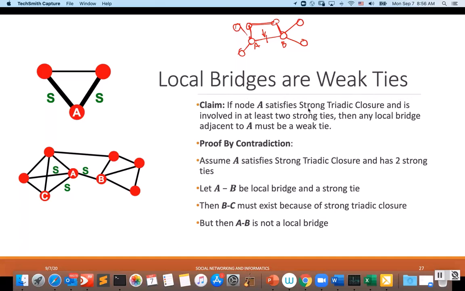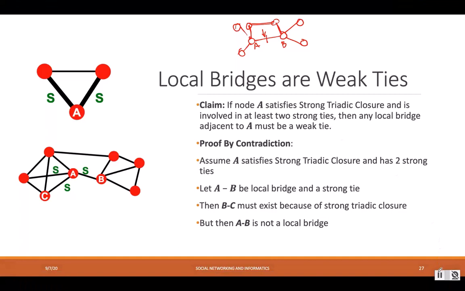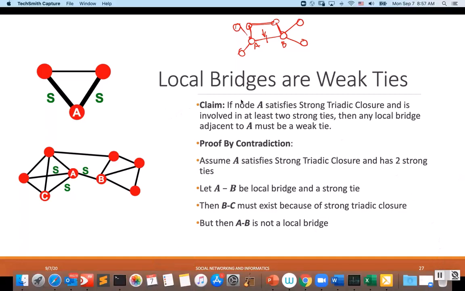We are going to claim that if node A satisfies strong triadic closure and is involved in at least two strong ties, then any local bridge adjacent to A must be a weak tie. So let me repeat that again. If there is a node A that satisfies the strong triadic closure property and is involved in at least two strong ties, then any local bridge adjacent to A, for example here AB, must be a weak tie.